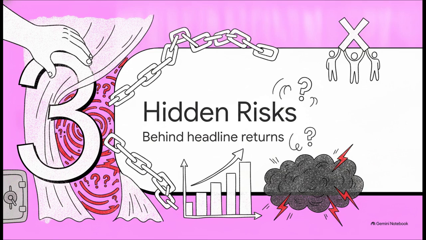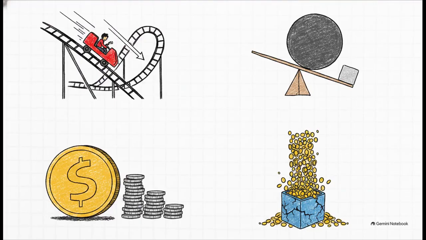Let's look at section 3, hidden risks behind headline returns. A headline return literally tells you nothing about the survival risk taken to get there. Let's say a vault is up 50% year to date. Sounds incredible, right? But what if it had a maximum drawdown of 40% along the way? Could your stomach, or your portfolio for that matter, have actually survived that 40% plunge?